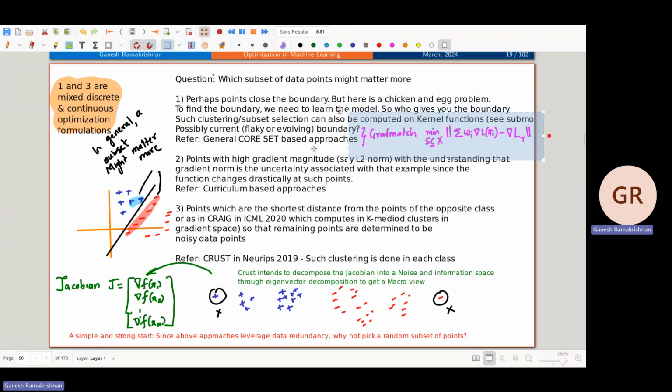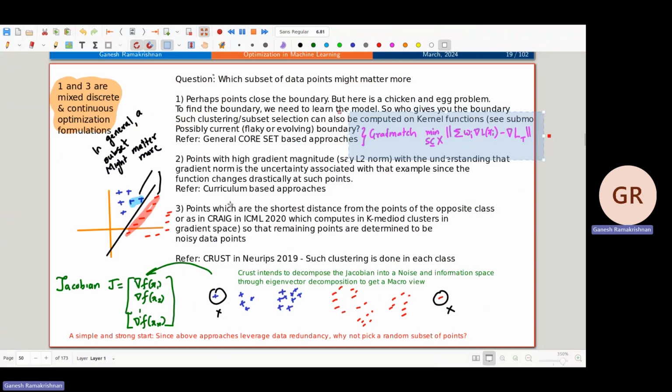If I look at the blue points, which belong to one class, and I wanted the gradient of all these guys, this might really not help. It is an outlier. It's just one point by itself. So is there a way I can analytically decompose the Jacobian into a noise component? Think of doing some singular value decomposition and some information component. So that's the idea in CRUST, published in NeurIPS 2019. Not very old, right?